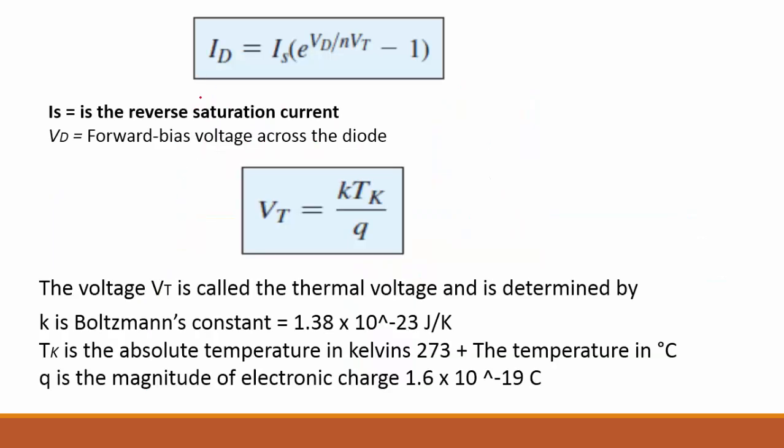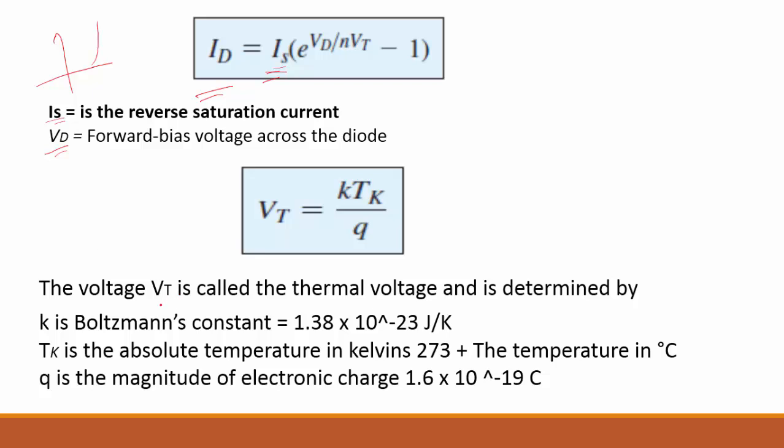If you look at the equation of ID, that is Is e raised to Vd by n Vt, minus 1. Why is there an exponential function? Because if you look at the graph, it is exponential. That's why we have the exponential function in the equation. Here Is stands for the saturation current, and the saturation current always flows when the diode is in reverse bias. Okay, and Vd is the forward bias voltage across the diode.